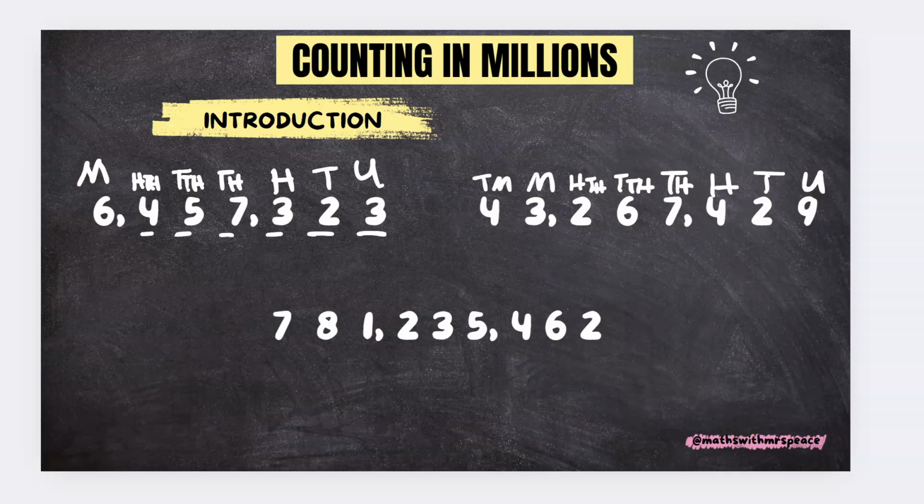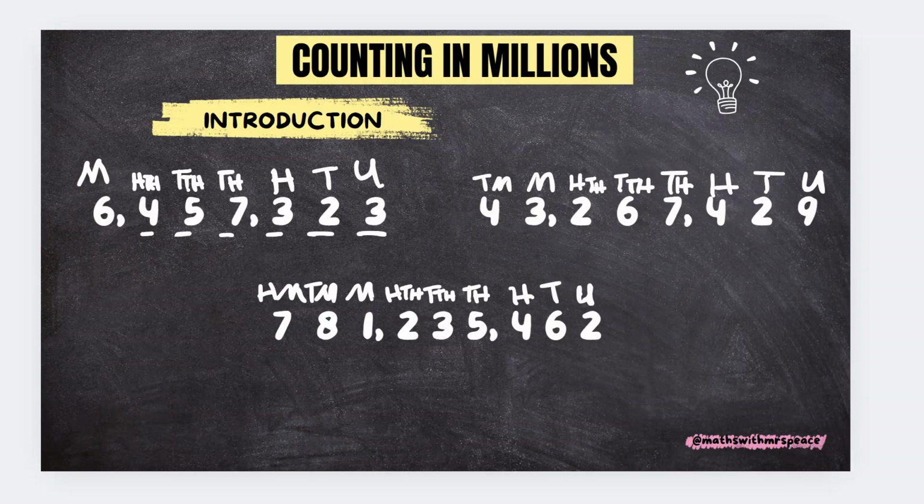Let's consider the last number here. We go ahead and write our place values just above the digits as we've been doing. 2 has the place value of units, 6 has the place value of tens, 4 has the place value of hundreds, 5 has place value of 1000, 3 has the place value of 10,000, 2 has the place value of 100,000, 1 has the place value of million, 8 has the place value 10 million, and 7 has the place value of 100 million.